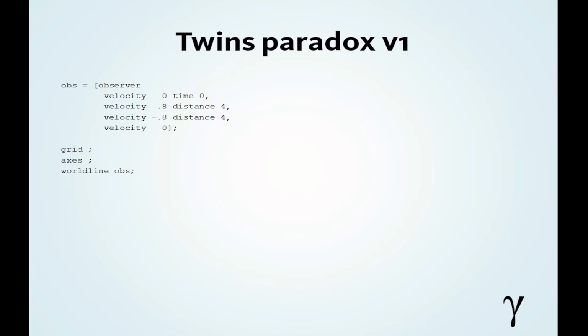So from there we just add a grid and some axes. Grid and axes are commands. They have parameters, but I'm using all the default parameters because we're basically going to display a grid relative to the rest observer and the axes relative to the rest observer. And then the final line, the world line observer, is going to draw the world line for the observer that's defined above. So let's see what that looks like.